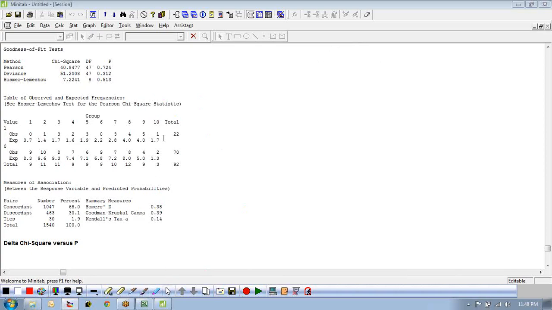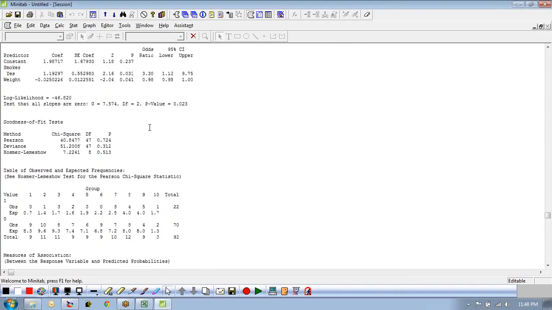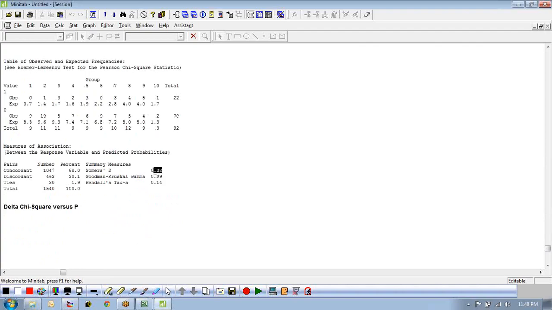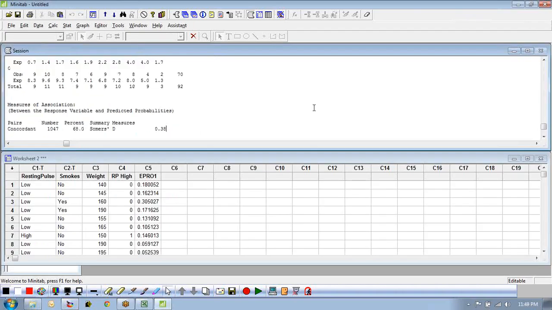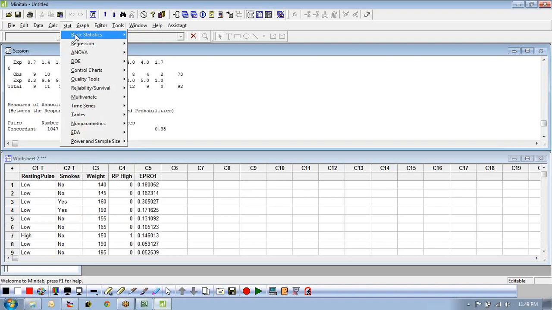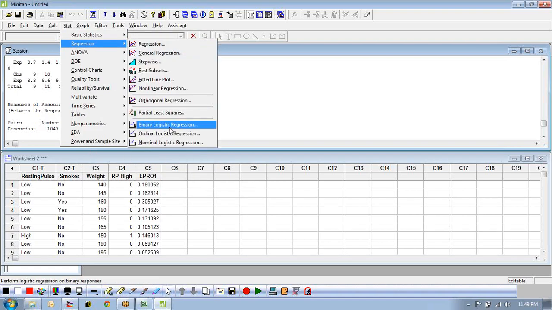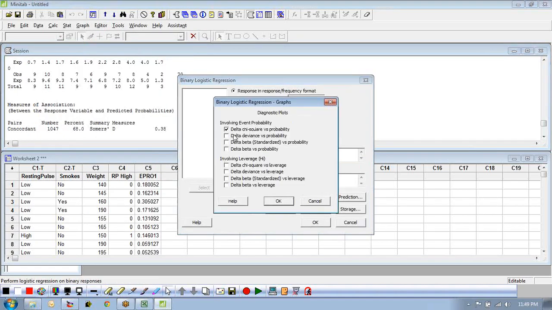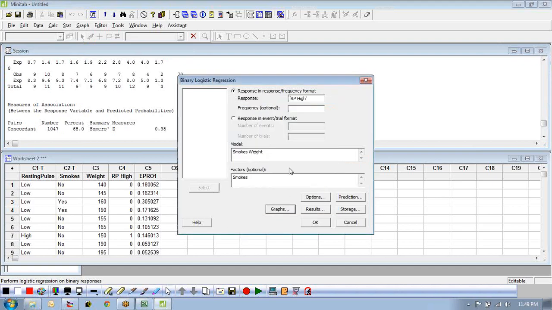Okay. So now we fit the equation. Let's go ahead and make predictions, although we'll realize that the predictions may not be very good. Let's go ahead and make some predictions. So to do that, we go to regression, binary logistic. Again, in graphs, I'm going to take out the delta chi because I don't want that keeping coming up. Let's make a few predictions.